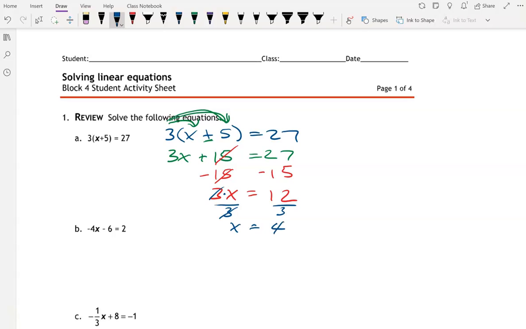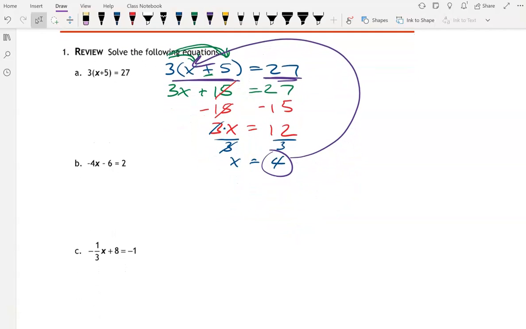4. All right, and of course, if I want to check my work, I can always go back, take that 4, put it back into my original equation, simplify that expression, and see if indeed what is on the left-hand side of my equal sign is equal to what is on the right-hand side. All right, well then let's move on from there to the next question.